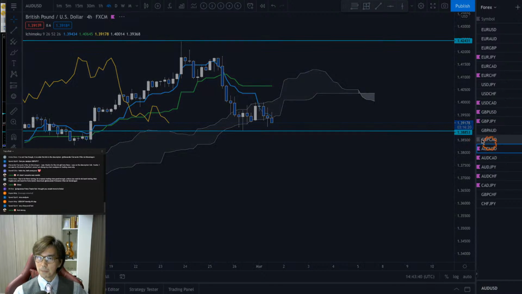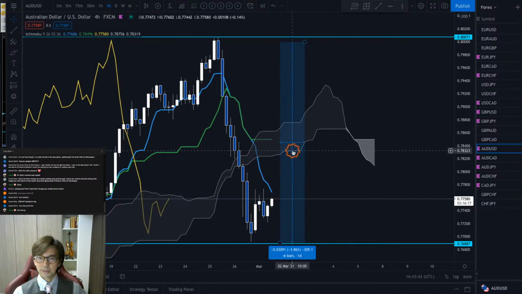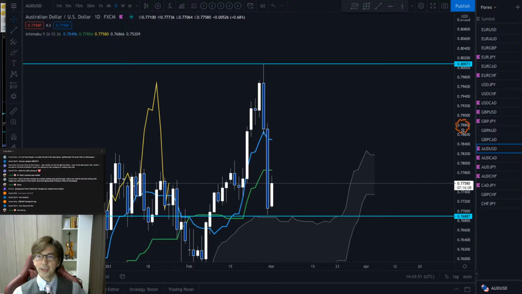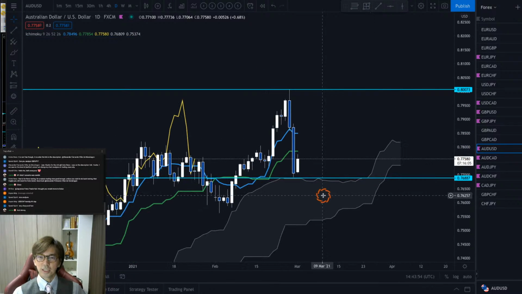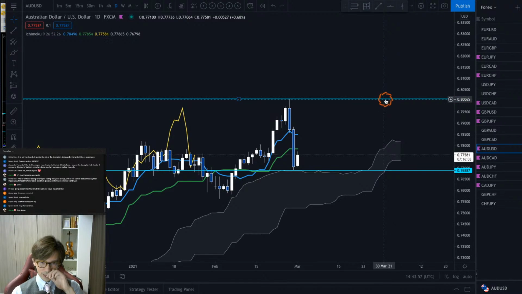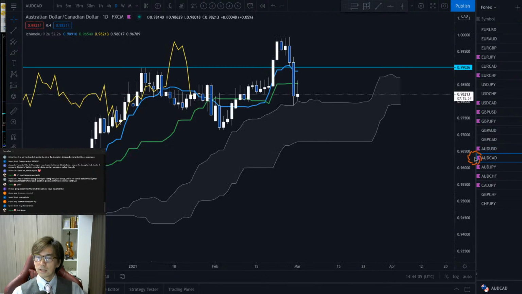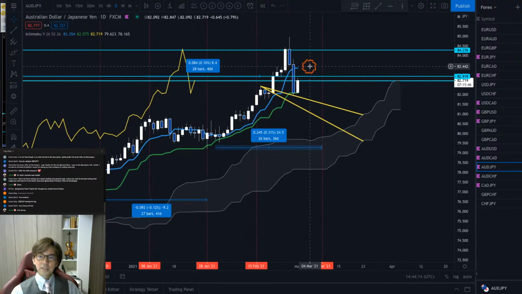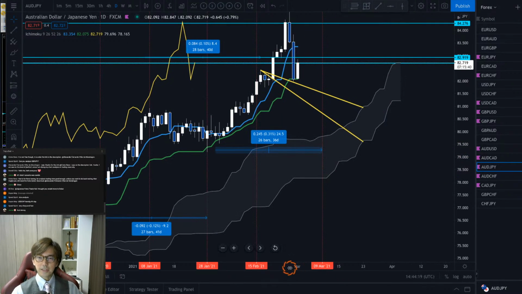Let's check some AUD pairs. So Aussie dollar, this is H4, it's been still consolidating, and the daily chart is also ranging, so there is no trend in the market. It's just going backwards for the last 3 days, so it's a range, no trend. Aussie CAD is also flat, ranging. Aussie JP, this is flat still on the daily chart.